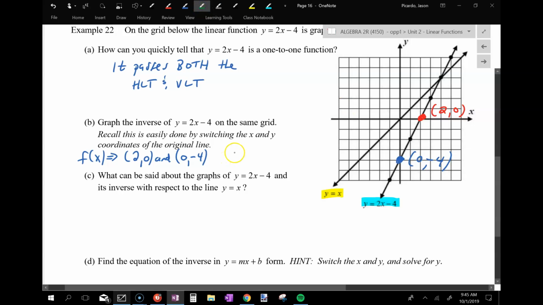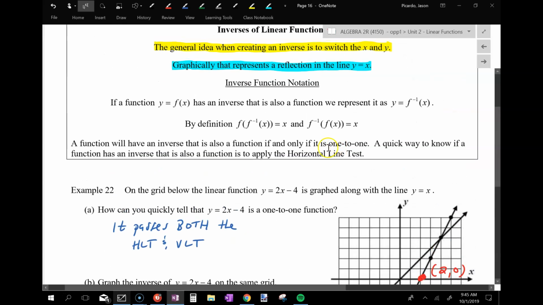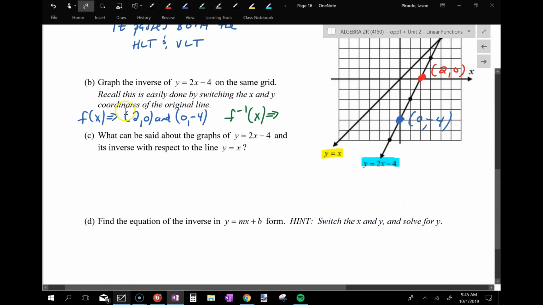So watch what I'm going to do. When I create the inverse, I use this notation. It's f raised to the -1 power. And here's what I know. I know that on that line are 2 new points. And what did I say and have you highlight right at the very beginning? The general idea when creating an inverse is to switch the x and the y. So if 2, 0 is on the original function, what is on the inverse? 0, 2. And if 0, -4 is on the original function, what is on the inverse? -4, 0.